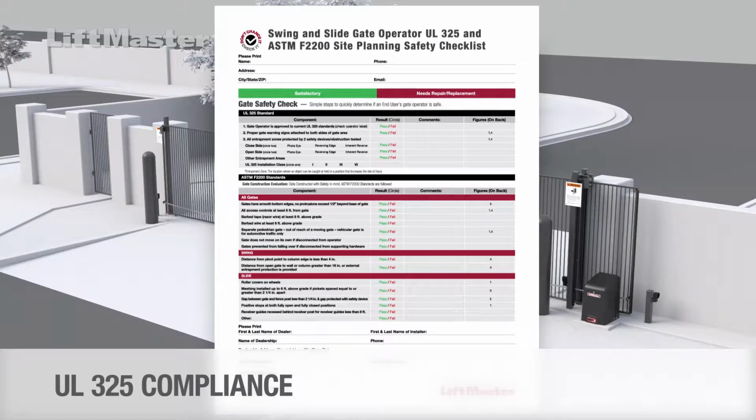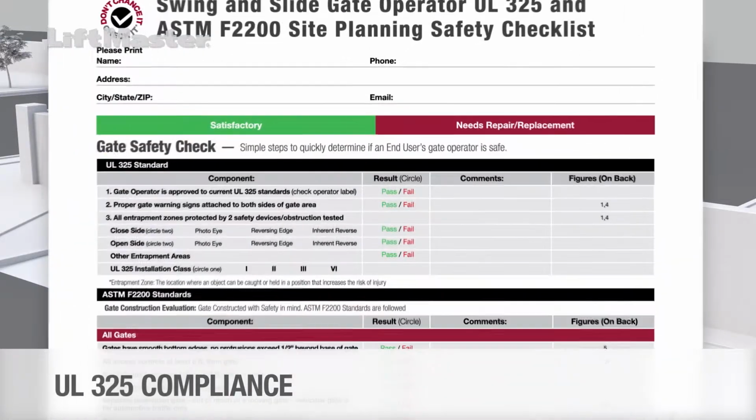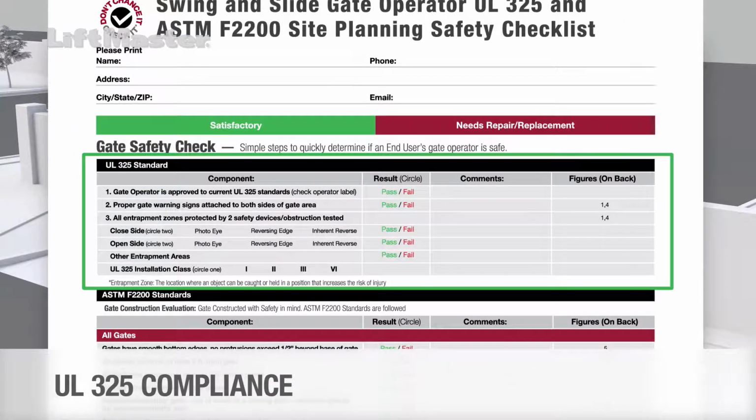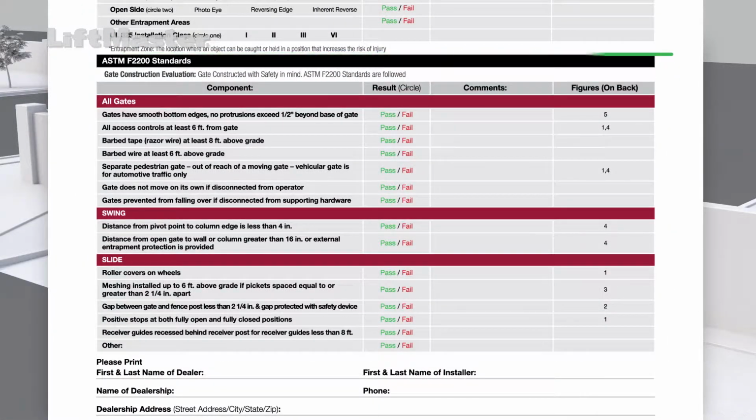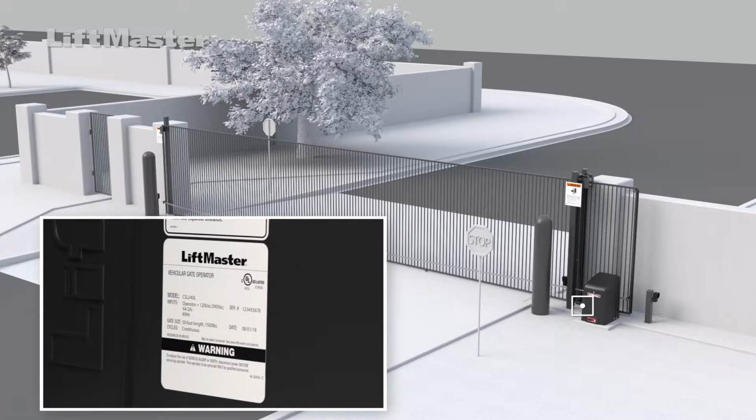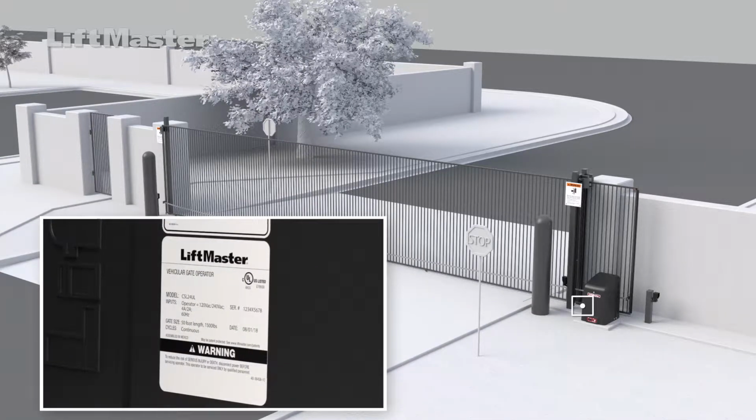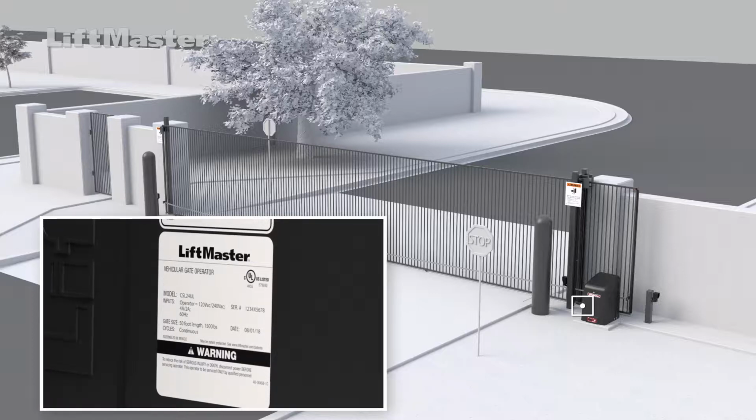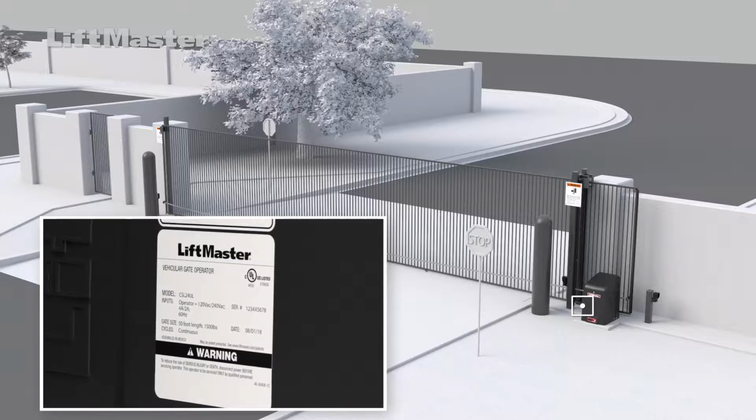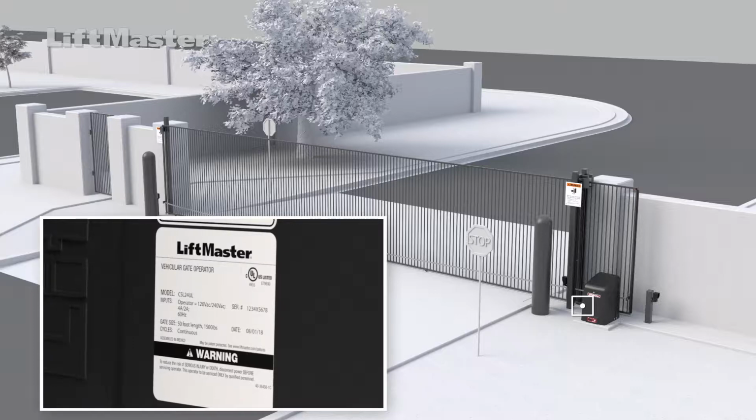The checklist has two sections. The first part is to see if the installation complies with UL 325 guidelines. The second part checks for compliance to ASTM guidelines. Begin by checking that the installed gate operator is approved to current UL 325 standards. LiftMaster operators meet UL 325 and bear the UL listing mark.